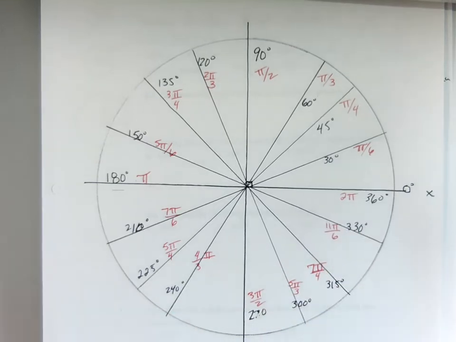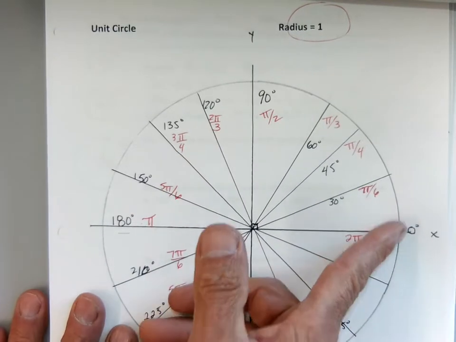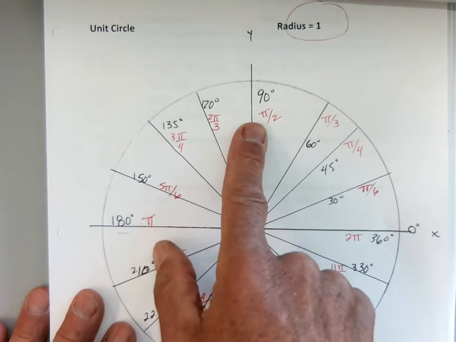Okay, this is our unit circle. We want to keep this because we're going to use this to do a lot of problems. Okay, so what is this? For me, in red, I have my radians. These are angles. Okay, here's a 90-degree angle, or it's a pi halves angle.